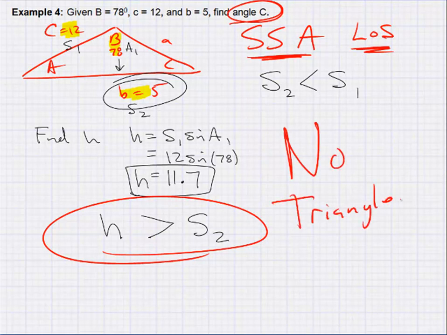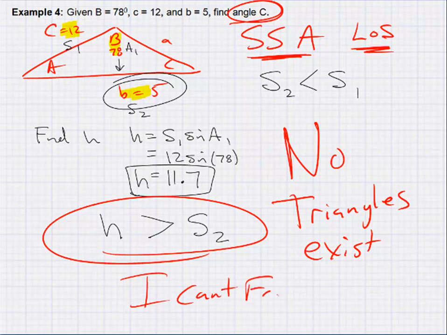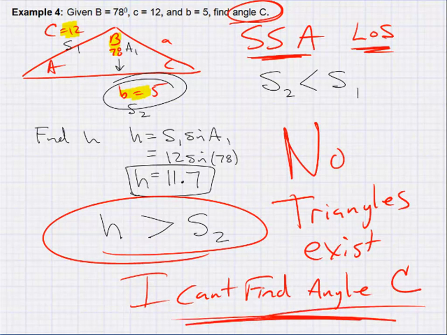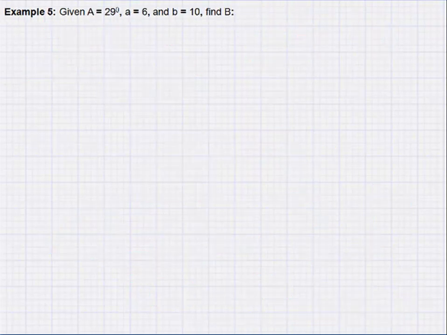So I'd say no triangles exist. I can't find angle C. Now, something like that, I mean, just basically saying you can't do it. There's no answer. So that can happen. That's a possibility. Alright, let's look at one more. Given a is 29, a is 6, b is 10, find B. Now, really, I should say, if possible. Because we just saw that it might not even be possible to find B.